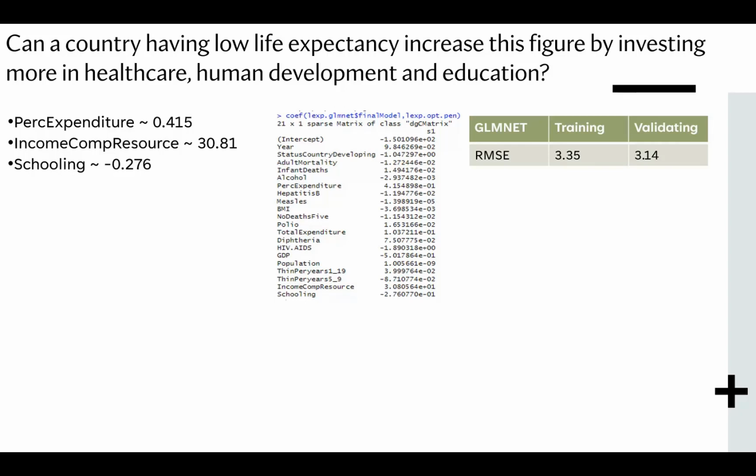Lastly, the coefficient of schooling is approximately negative 0.276. Surprisingly, this implies that as the level of schooling increases, we tend to see a slight decrease of about 0.276 years in life expectancy. However, it's important to remember that this relationship may not be as straightforward as it seems, and other factors may be influencing this outcome. In conclusion, our model highlights how investing in healthcare and income composition can positively impact life expectancy. Additionally, it suggests a complex relationship between schooling and life expectancy, indicating that multiple factors contribute to it.